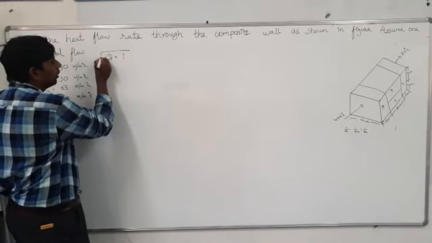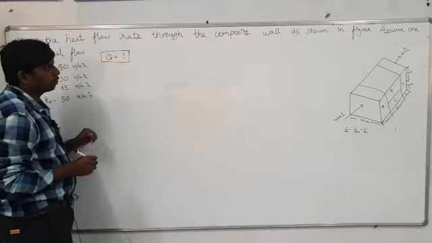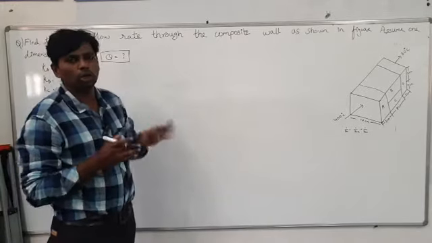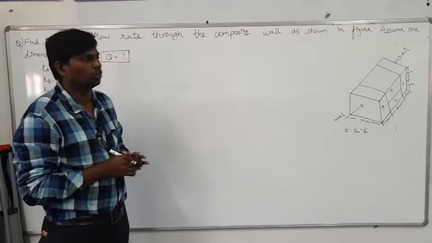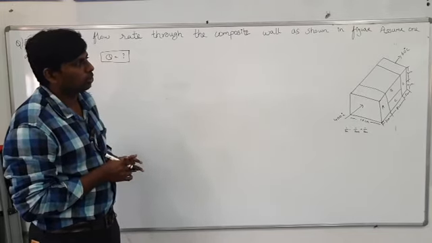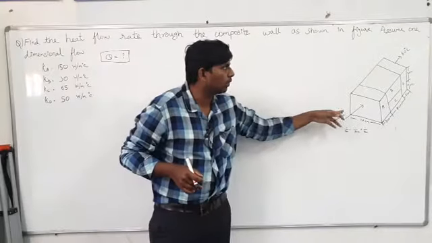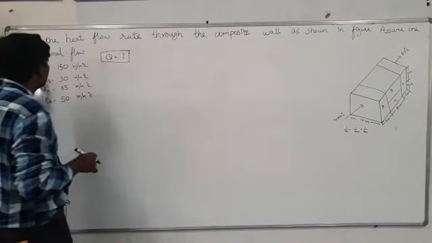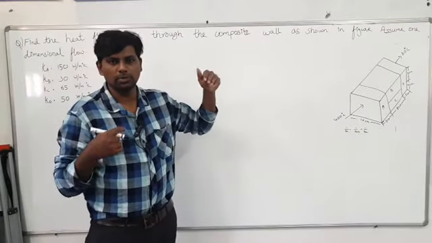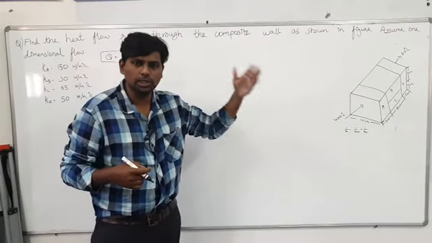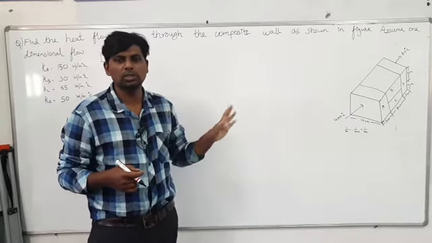You have to find the value of capital Q through a composite wall. Composite means two, three, or four materials will be there. That is known as a composite wall, as shown in the figure. Here this figure is also given. Assume one dimensional flow. One dimensional flow means the flow goes in one direction only, from this side to that side or from that side to this side.